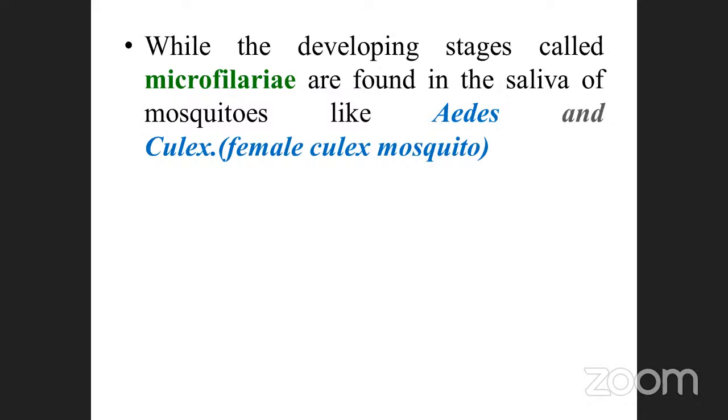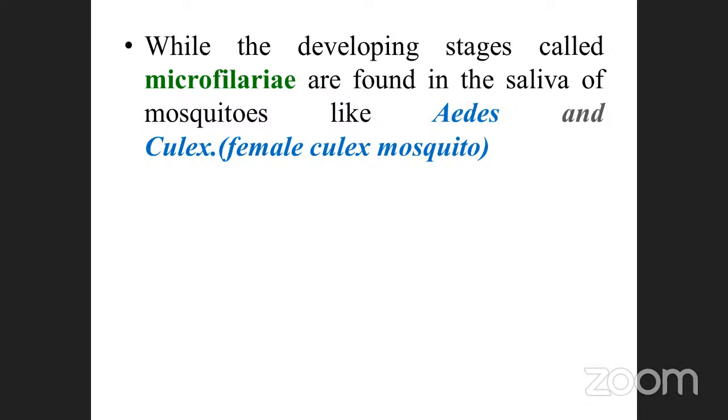That is called microfilariae, found in the saliva of mosquitoes like Aedes and Culex. Note it down: this is called Culex. The Culex is very, very important. It is spread by one of the small vectors called the female Culex mosquito.